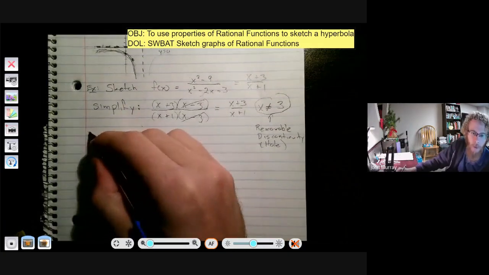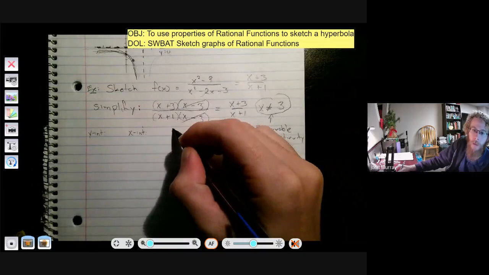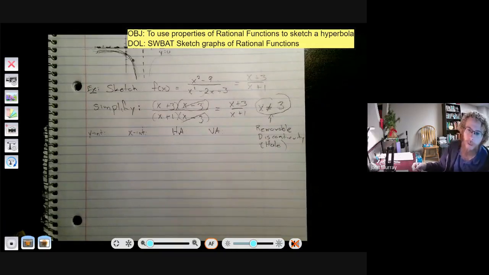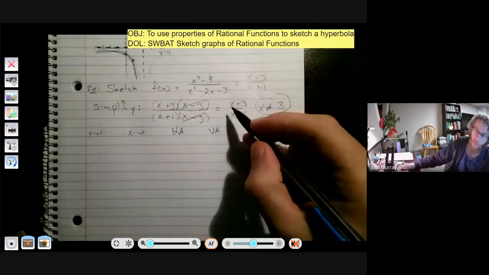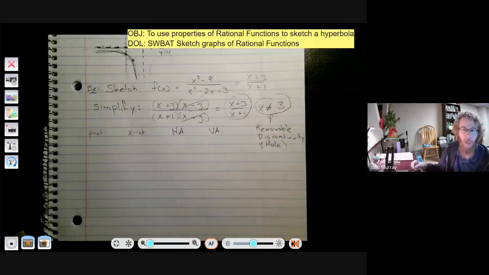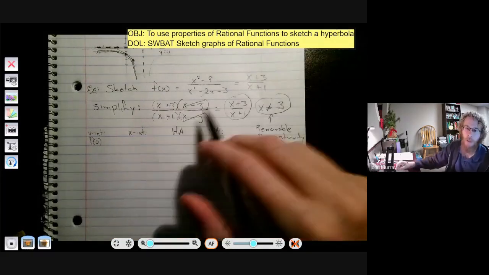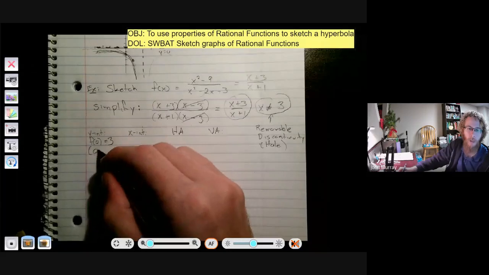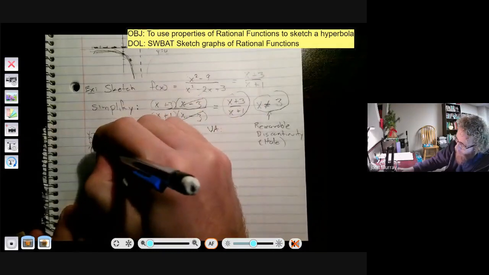All right, so let's do the same things we did before. Our y-intercept. I can use either one of these, but let's focus on the simpler one. I don't want to be dealing with extra terms if I don't have to be. If you plug in 0 here, you're left with 3 over 1, so you just get 3. So my y-intercept is (0, 3).